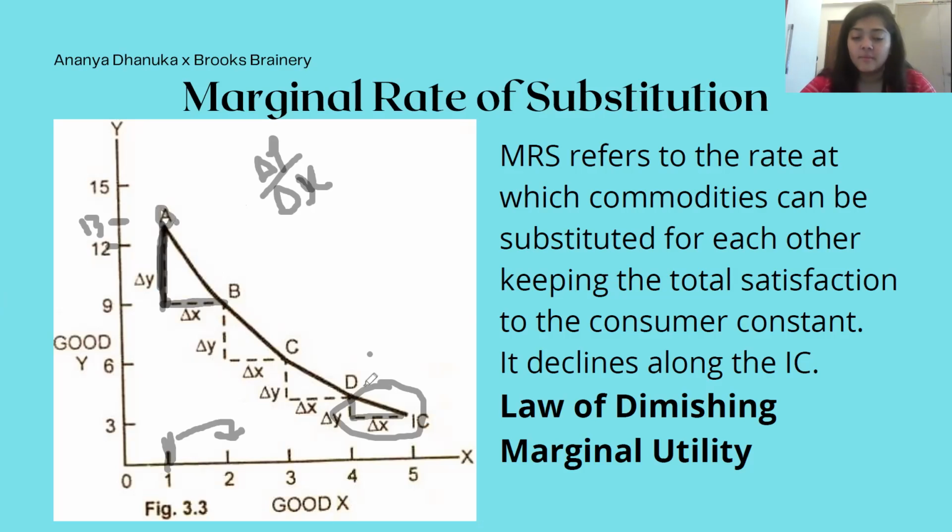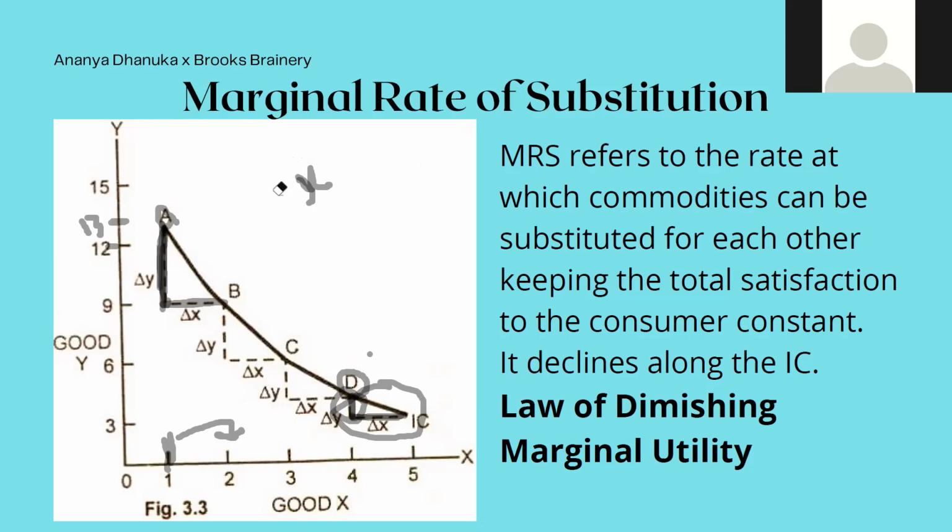Okay, that's what is happening at A. But at this point, at D, what is happening is you're almost at 4 units of Y and you're at 4 units of X. At this point, you're much less willing to sacrifice additional units of Y to gain additional units of X, which is why the change in Y has now declined. Does that make sense for everyone? Yeah. You see, this is how it works.